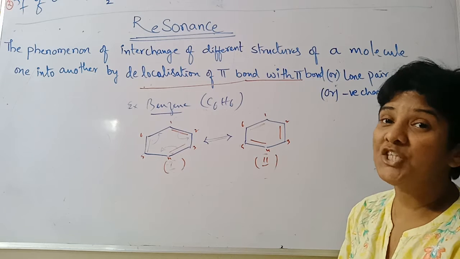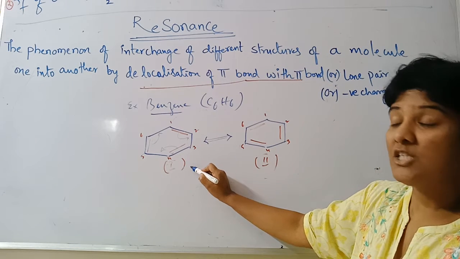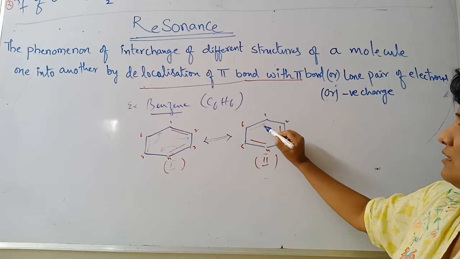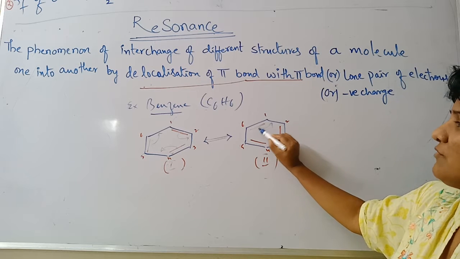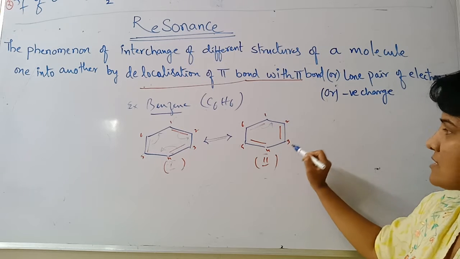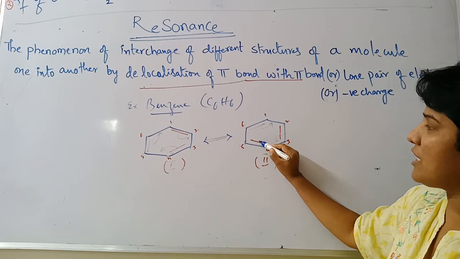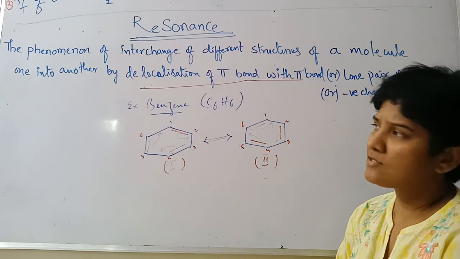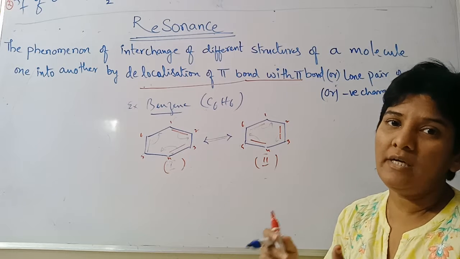So by change in position of pi bonds, the first structure of benzene changes into the second structure. In the same way, from the second structure also the pi bonds move back: to between carbons 1 and 2, from 2 and 3 to 3 and 4, from 4 and 5 to 5 and 6. Like this, the change in position of pi bonds continuously takes place.